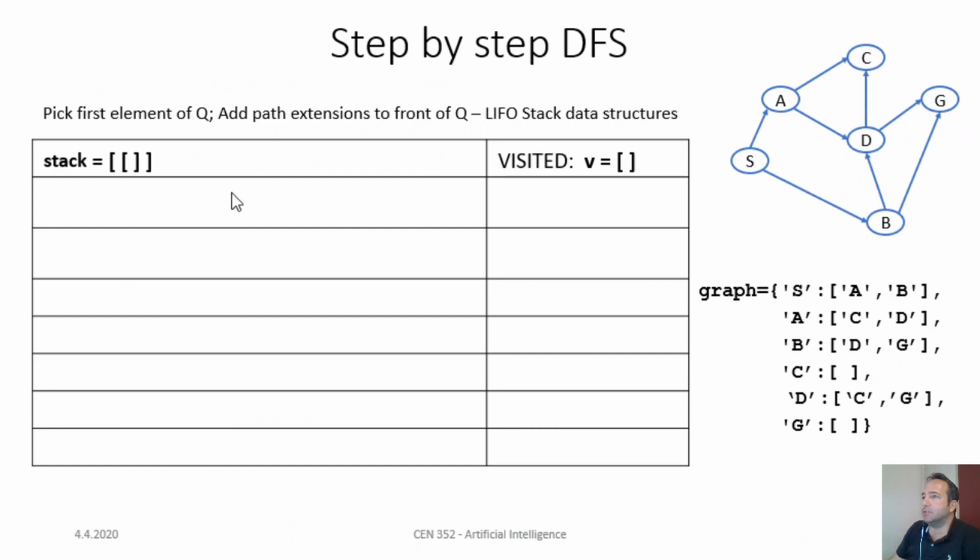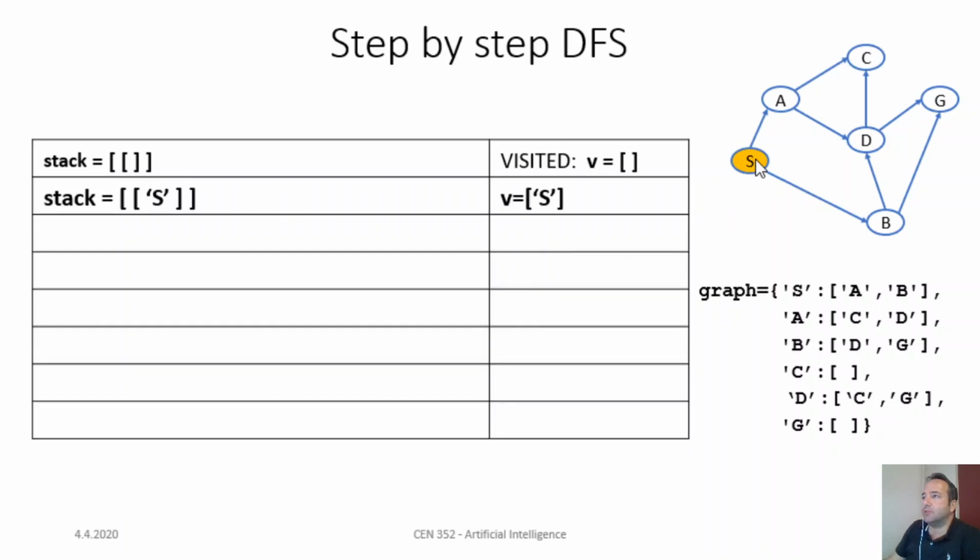Let's have a look here, step by step. This is our graph, a dictionary representation of our graph, and a stack and visited list here. We just put S in our stack as a list. Whenever a node in our list is in the stack, it is going to be visited automatically.